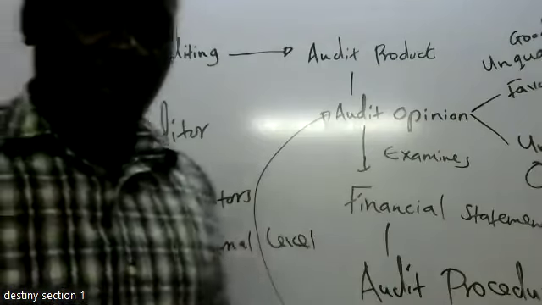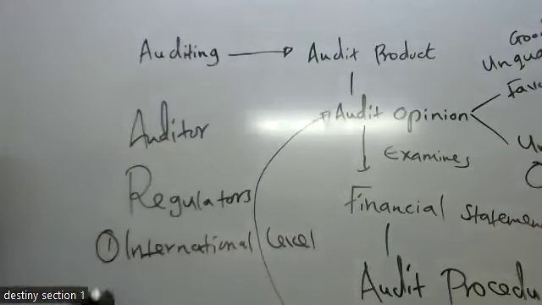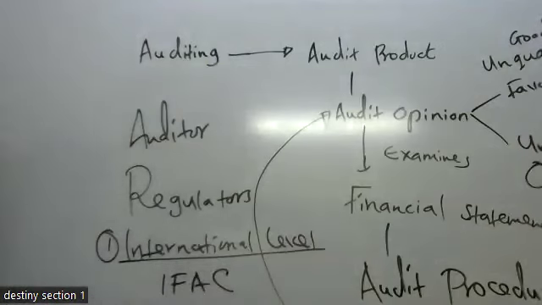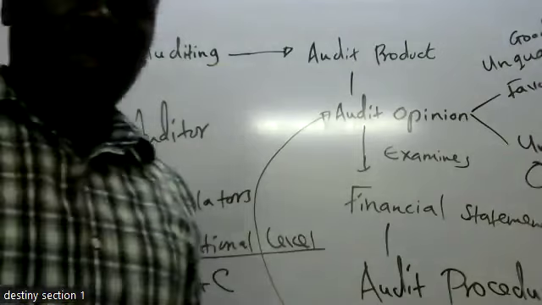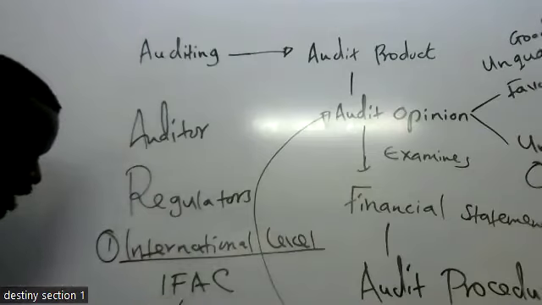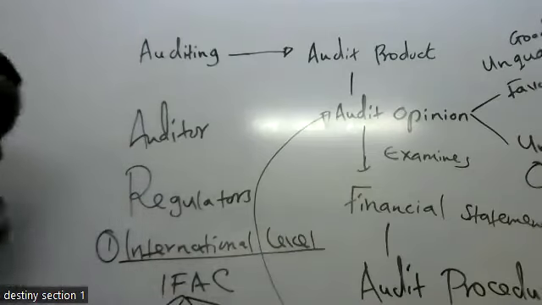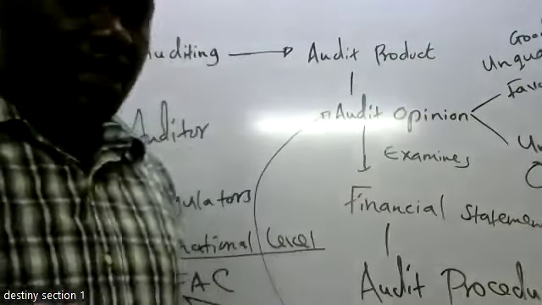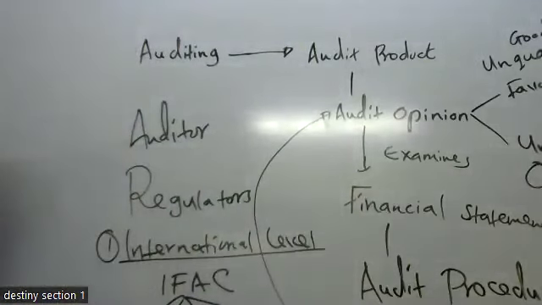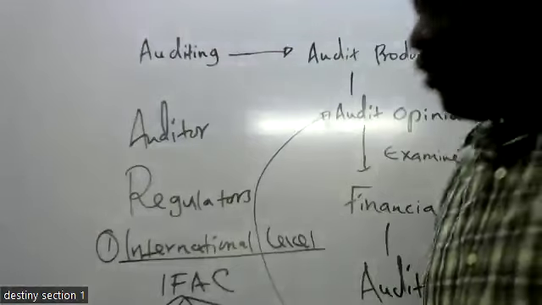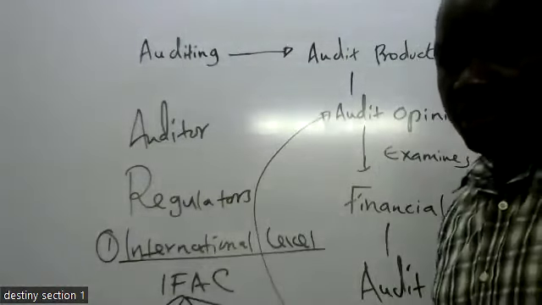At the international level, we have an accountancy body known as the IFAC, the International Federation of Accountants. This body has other subcommittees, which have the responsibility of developing and issuing a number of accounting and auditing standards. For example, the IAASB, the International Auditing and Assurance Standards Board, which develops auditing and assurance standards.